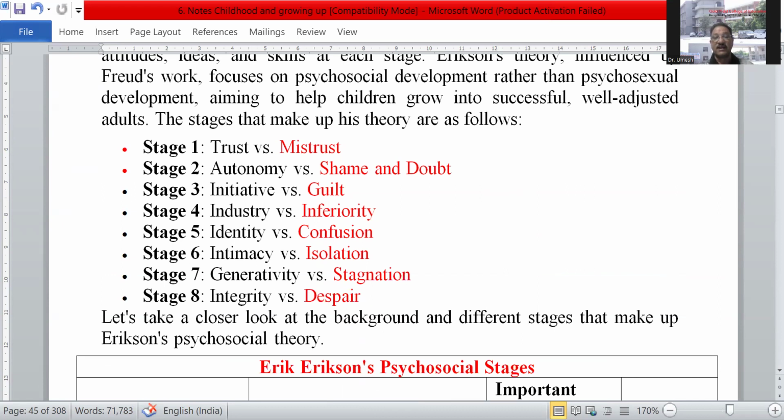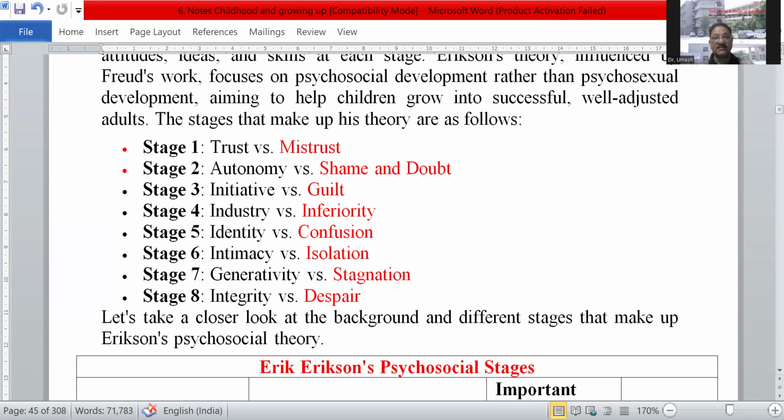Erikson maintained that personality develops in a predetermined order through eight stages of psychosocial development from infancy to adulthood. During each stage, the person experiences a psychosocial crisis that could positively or negatively affect personality development. Therefore, there are eight stages. How many stages? Eight stages.